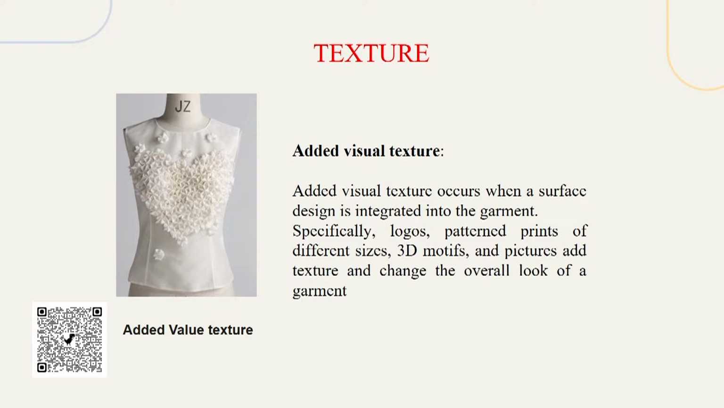These visual effects are not done while the garment is being constructed, rather they are made after the garment is constructed. So fabric ornamentation is an important part of this kind of texture. Some other examples of added visual textures are logos on garments and patterns which are printed. You can also add pictures to the garment, and different sizes of prints can also create an added visual effect.